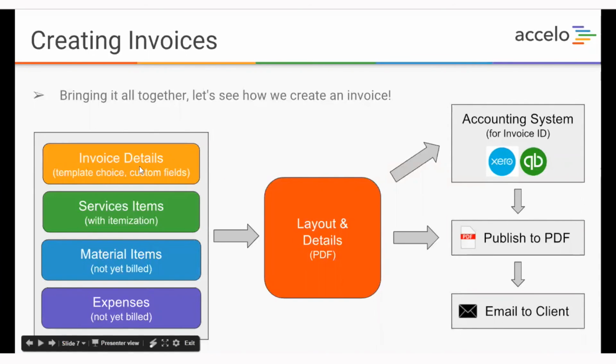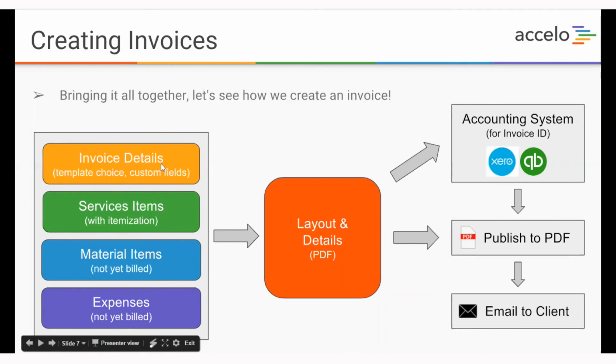So the create invoice screen basically has 4 different sections to it. The first one is the overall invoice details. The second part is the services items. So that's what you're actually billing for as services. The next one is material items. So that's the materials you're billing for. And then the last one is expenses that haven't been billed yet. Those all come together. You can use checkboxes, turn them on and off, whatever you want to do.